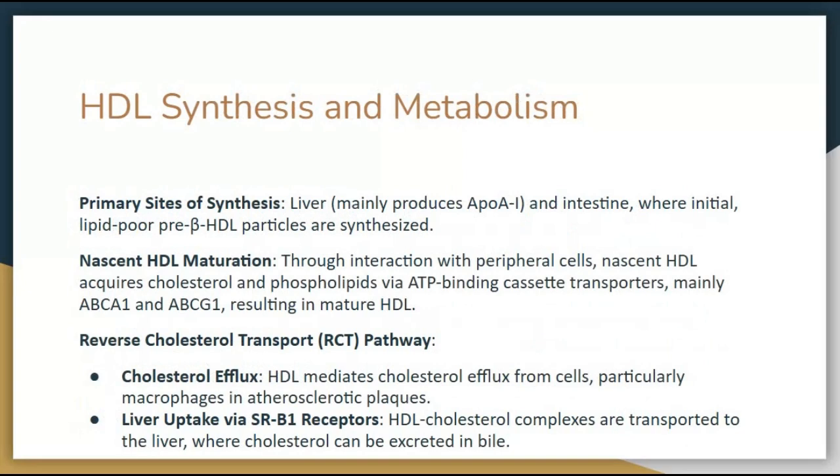HDL synthesis begins in the liver and intestine, where immature HDL particles are produced. These particles are lipid poor and only become fully functional HDL as they gather cholesterol from cells through key transport proteins, ABCA1 and ABCG1. This maturation is essential, as fully developed HDL can facilitate the reverse cholesterol transport process, removing cholesterol from cells and atherosclerotic plaques and transporting it back to the liver. This pathway underscores HDL's crucial role in preventing and possibly reversing plaque buildup.